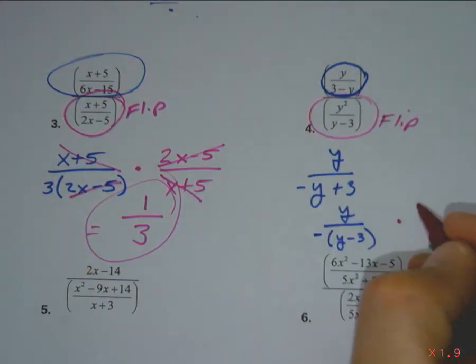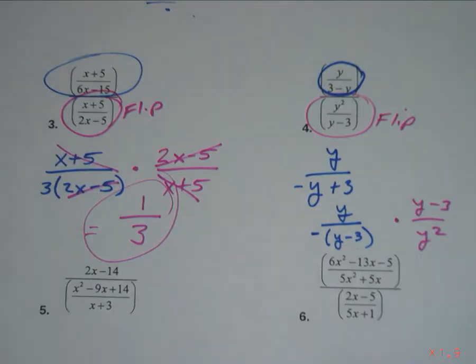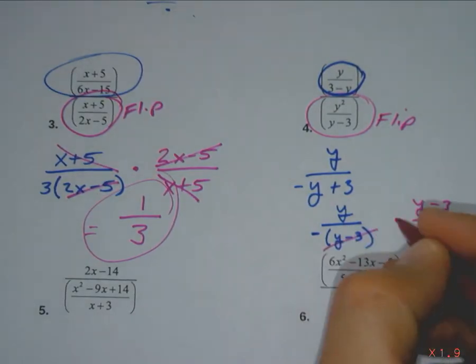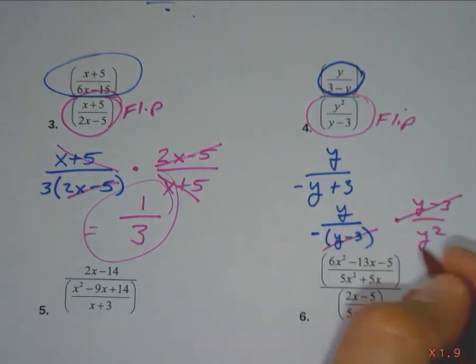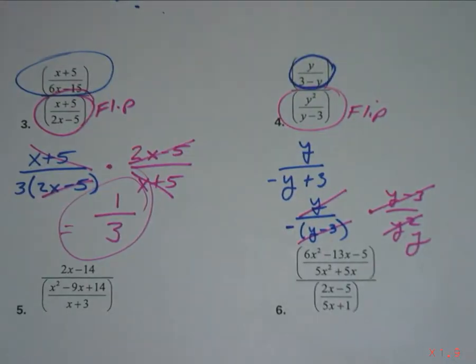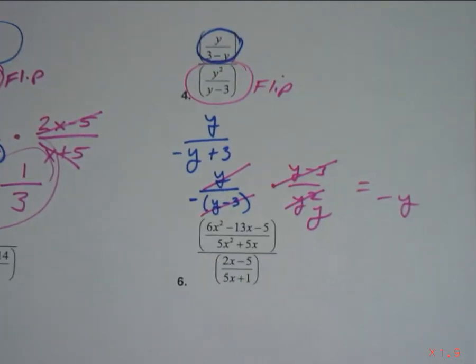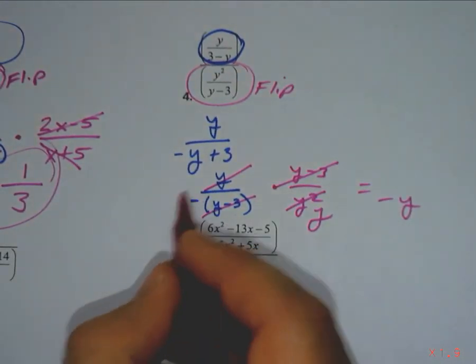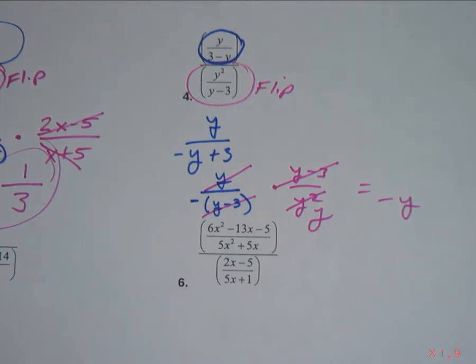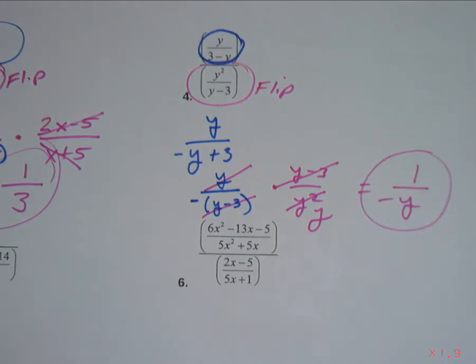I'm going to take that y minus 3 and put it on top. I'm going to put the y squared on the bottom. Okay? Y minus 3, karate chop them. Boom. Y and y squared. Reduce. And now I'm left with negative y. But where is the negative y? So I have a negative and a y, but where is it? On the bottom. I got to keep it on the bottom. So final answer is negative 1 over y. Okay, so final answer.